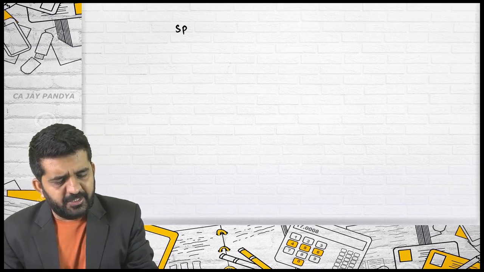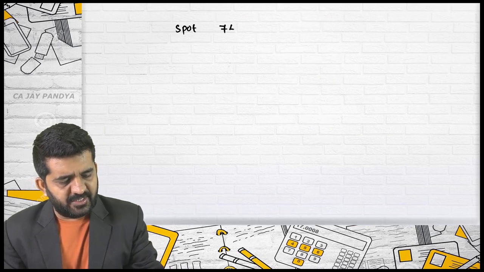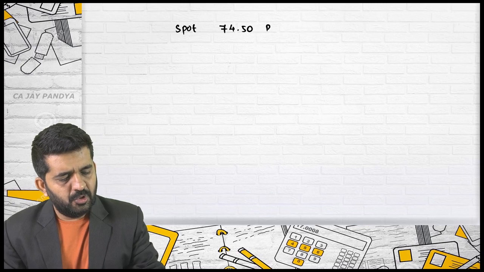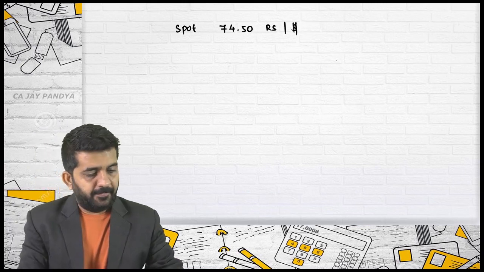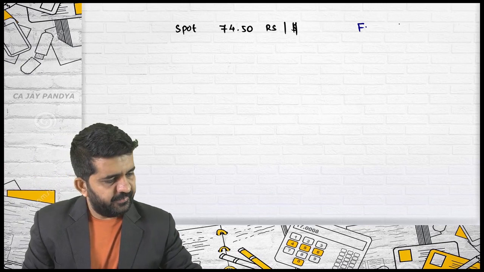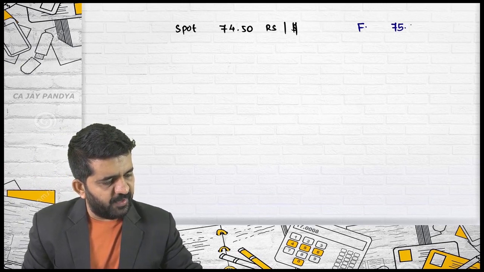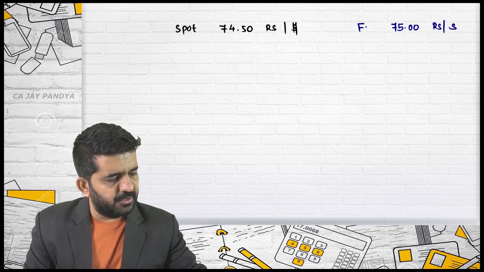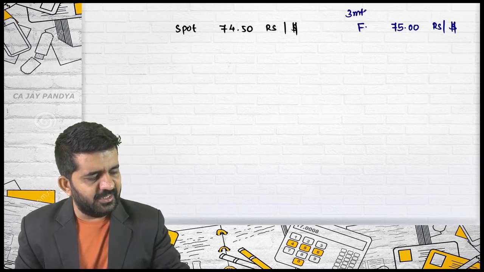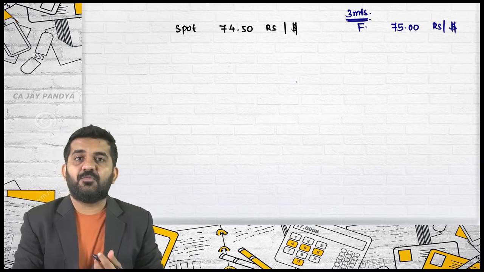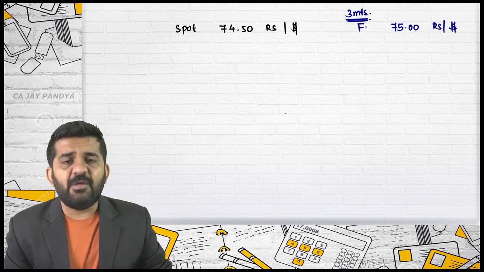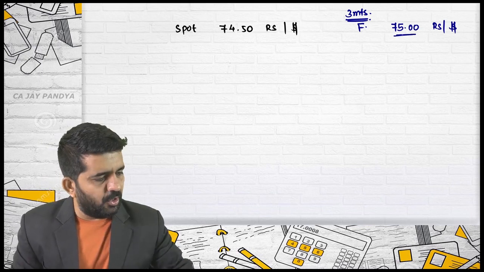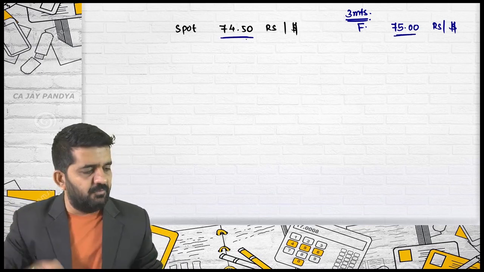Let me take a simple example. We are finding out 3 months of forward premium. It is at premium. Spot rate of dollar is 74.50 rupees per dollar. Forward rate is 75.00 rupees per dollar, and it is a 3 months forward rate. So, let me find out the forward premium first. I already know it is premium, and believe me, my sign will also be positive.